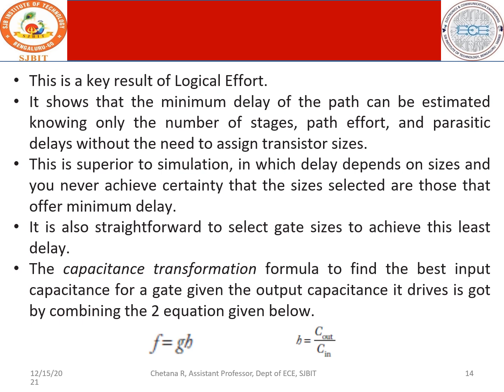So this is how delay can be reduced, by having a better design, and that design is in turn related to path effort, the number of stages or the parasitic delay. It is also straightforward to select gate sizes to achieve this least delay. Gate size is nothing but your width ratios, which can be controlled. The capacitance transformation formula to find the best input capacitance for a gate given the output capacitance it drives is got by combining two equations. So F is equal to G into H, where H is C out by C in.